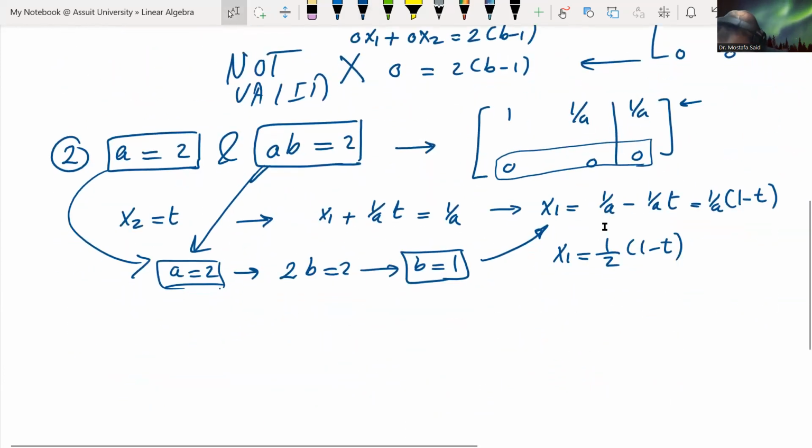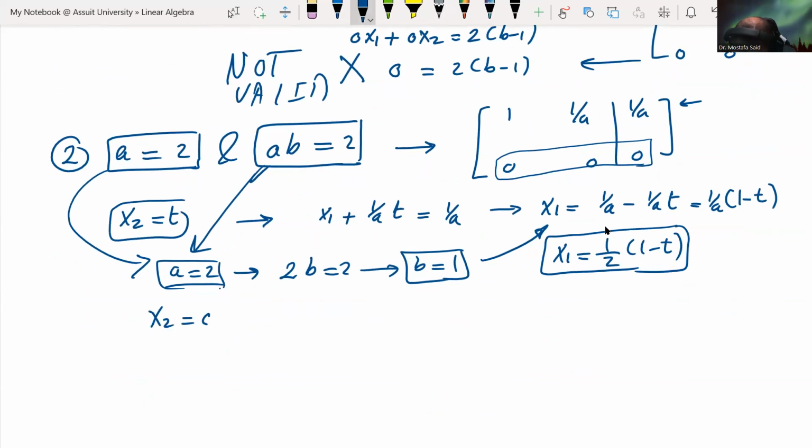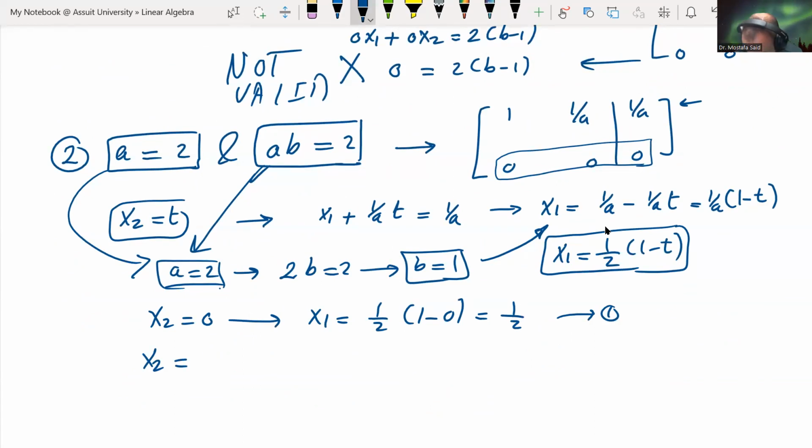Why are they infinite? Just put this into a box here. We can assume x2 equals 0. In that case, x1 will be half times (1 minus 0), which is a half. This is the first solution. Assume, for example, x2 equals, let's say, 1. In that case, x1 will be a half times (1 minus 1), which is 0. Another solution, and so on. You can assume x2 is whatever value, and you're going to get a different x1 in general. That's why we have infinite solutions.